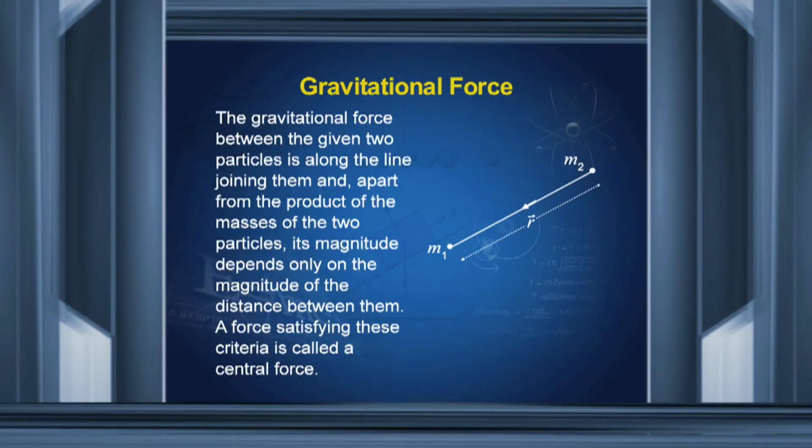If the force is along the line joining the two particles, and its magnitude depends only on the distance between them, which is r, a force which satisfies these criteria is called a central force. What are these criteria? One, that the force should be along the line joining the two particles, and two, it should depend only on the distance between them.